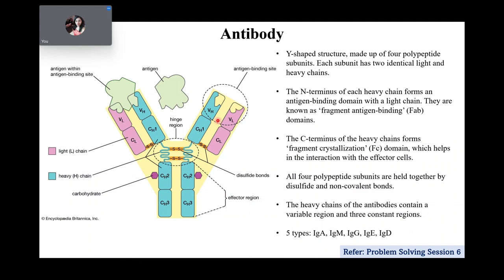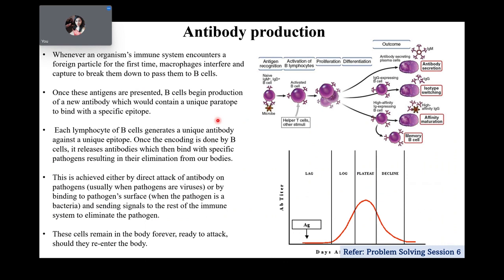Now these antibodies, as we have already mentioned, are synthesized by the B lymphocytes, but we also saw that in this kind of response, there is a lag period. So we'll see why that lag period is there. Whenever an organism's immune system encounters a foreign particle for the first time, and there is no memory cell to recognize it, the first response is that the macrophages come, capture, and break down the cells. This information is then passed to the B cell, as we have seen, as they are recognized by the MHCs, and then they pass the information to the B cell.